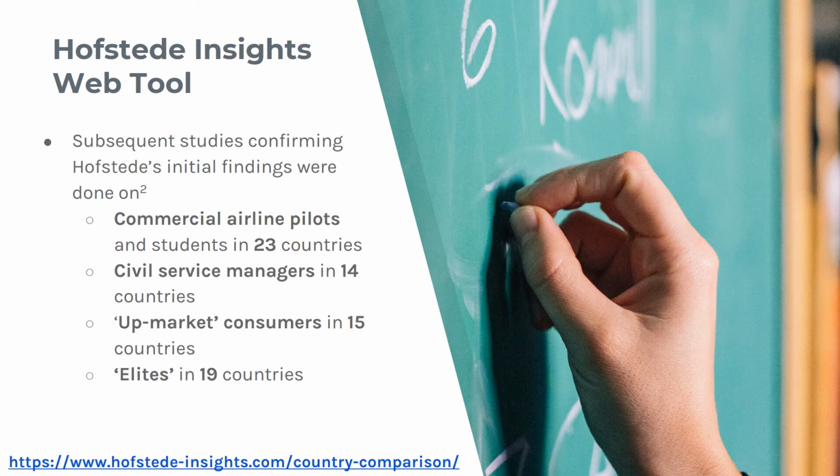Next, we're moving on to the tool that we used. It was an online tool we found that rated countries from 0 to 100 based on the 6 indices described earlier on. The ratings are based on studies done after Hofstede's time on different subgroups across many countries. For example, you can see that they studied commercial airline pilots, students, civil service managers, upmarket consumers with higher purchasing powers, and elites.